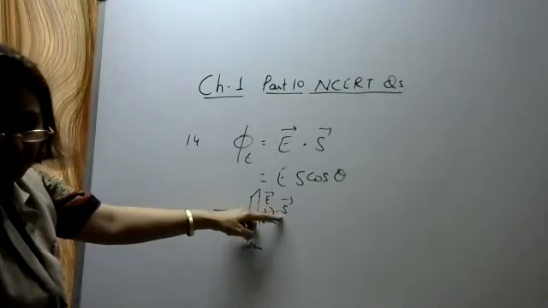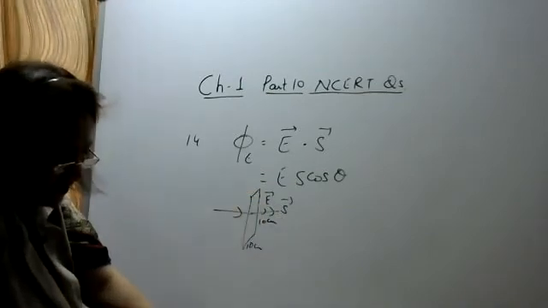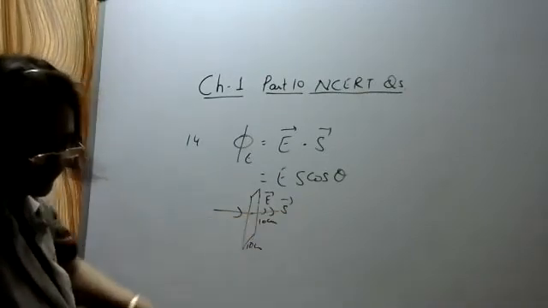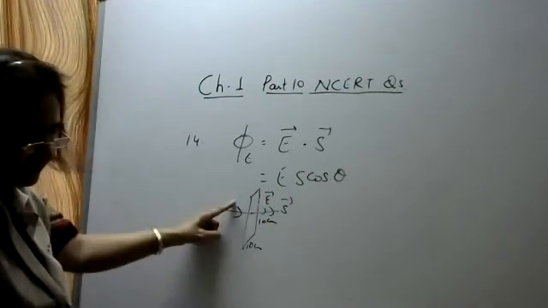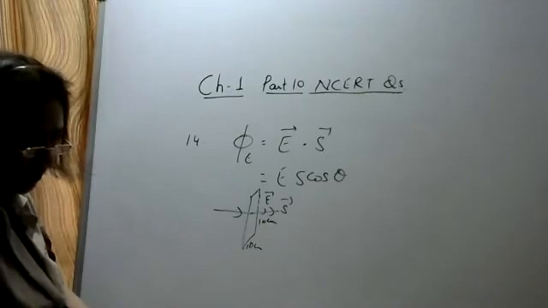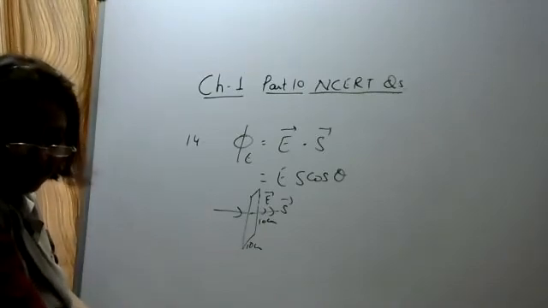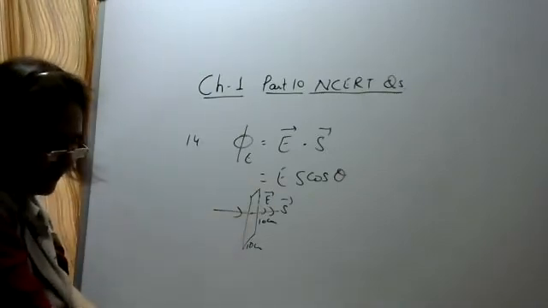So E into surface area. Electric field is given as 3 into 10 raised power 3 i cap, which means it is acting along the x-axis, and the surface area also acts along the same direction. So you can find out the electric flux. What is the flux through the same square if the normal to the plane is making an angle of 60 degree? So now here theta you will take to be 60 degree in the next part.